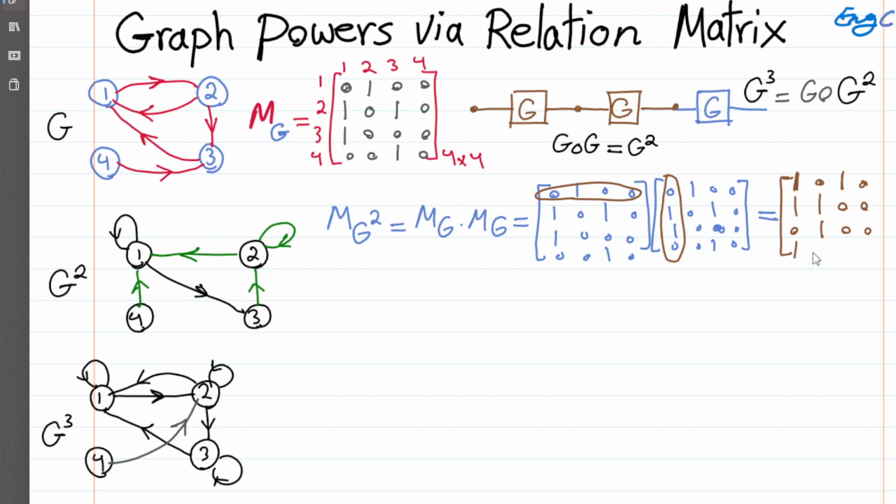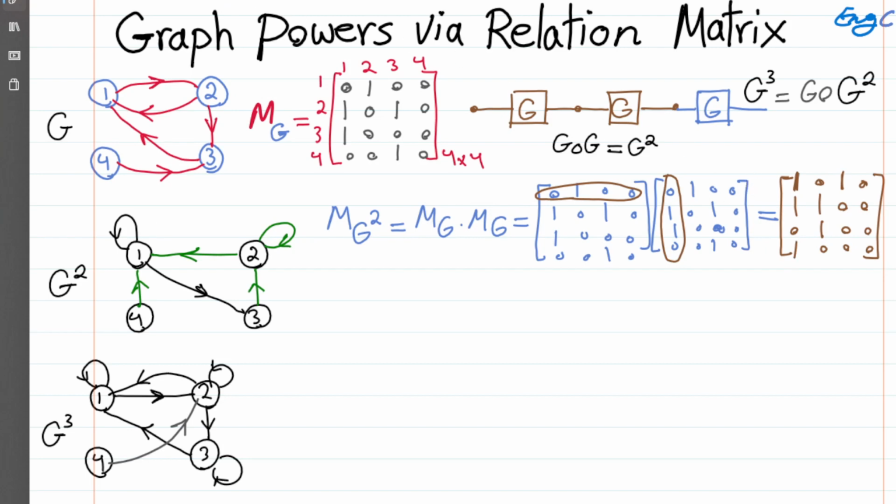Fourth row, second column, no overlap, and fourth row, third column, no overlap. So the lesson learned here is that in this 4 by 4 matrix, we have 1, 2, 3, 4, 5, 6. So there should be 6 edges for the G squared, and you can see that is shown here.